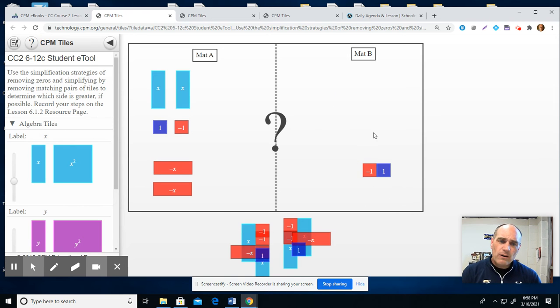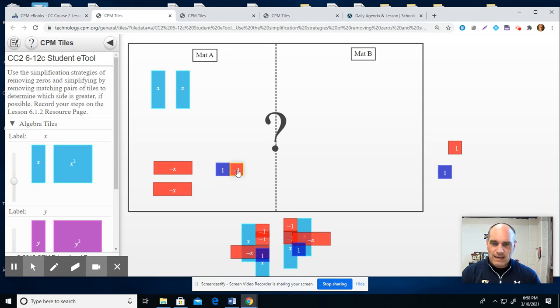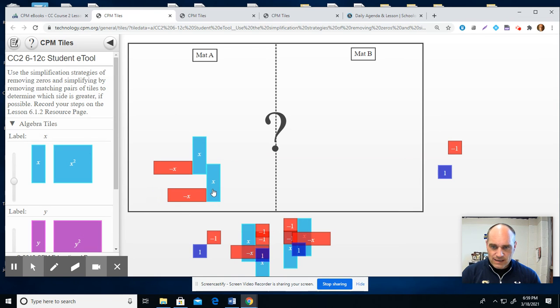I have a 0 pair. They're on the same side, so I could take them off. I also have a 0 pair here. They give me 0. They're on the same side, so I can take them off. Oh, and actually, I have more 0 pairs. A negative x and a positive x gives me 0. Take them off. And then another set of 0 pairs. I can take them off.